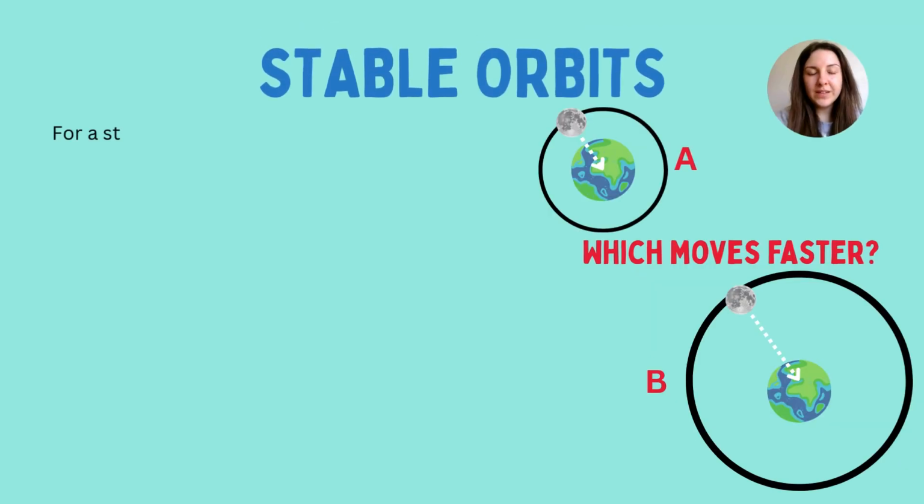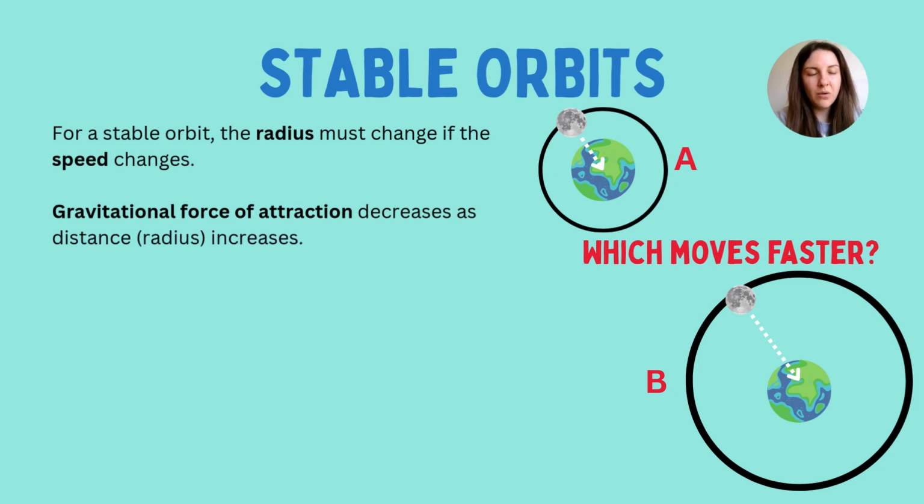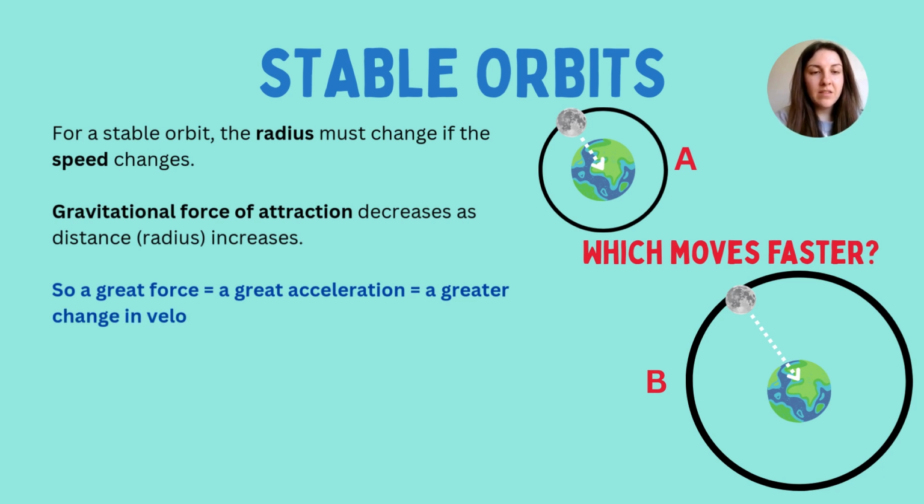So you could be asked to discuss, in a very simplified way, the stability of orbits depending on the size of the path. And this is all due to gravitational forces of attraction. So I've got a scenario here. We've got 2 orbits. We've got the moon and the Earth, obviously, and the moon orbits around the Earth. In part A, you can see that the orbit is quite small, the moon is quite close to the Earth, and in B, the orbit is larger and the moon is further away.